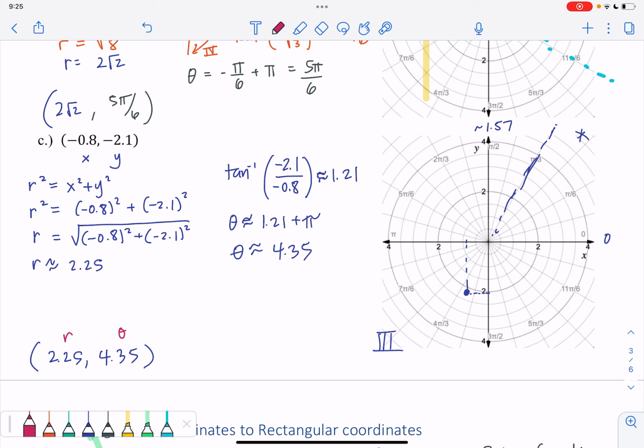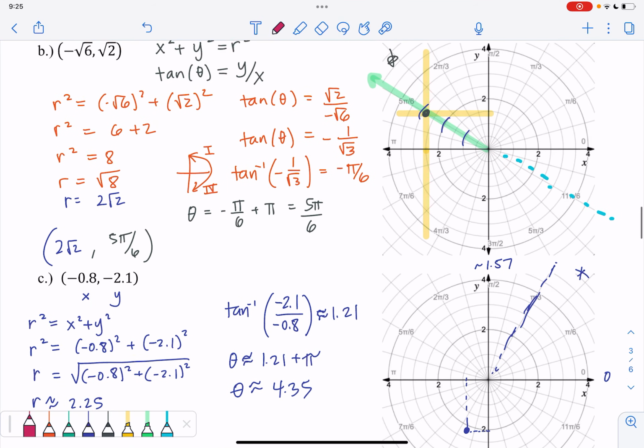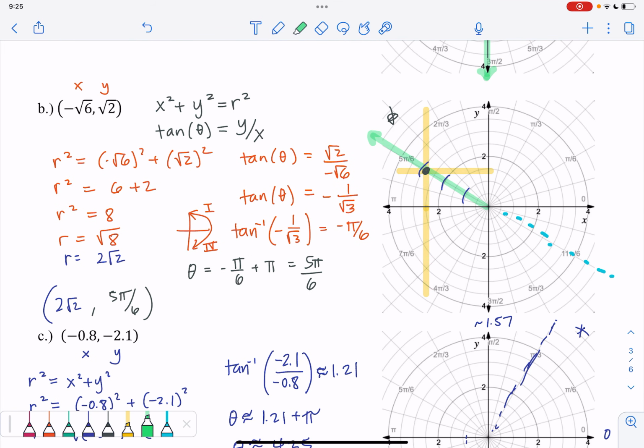So the main thing, whenever you're doing this, is starting with these conversion formulas. So x squared plus y squared equals r squared, and then tangent of theta equals y over x. So we know that r always has to be positive, and then using tan theta equals y over x, oftentimes we do need that inverse function, and then keeping in mind the inverse function can only give us angles that are in quadrants 1 and 4, and so if our point is living somewhere else, then we need to adjust by adding or subtracting pi.